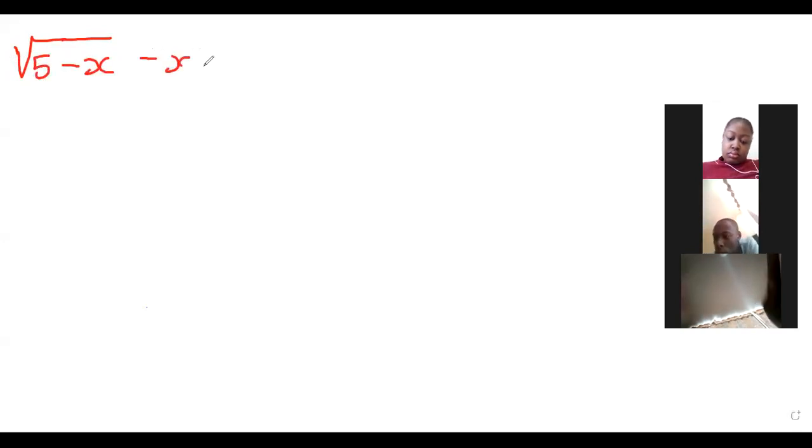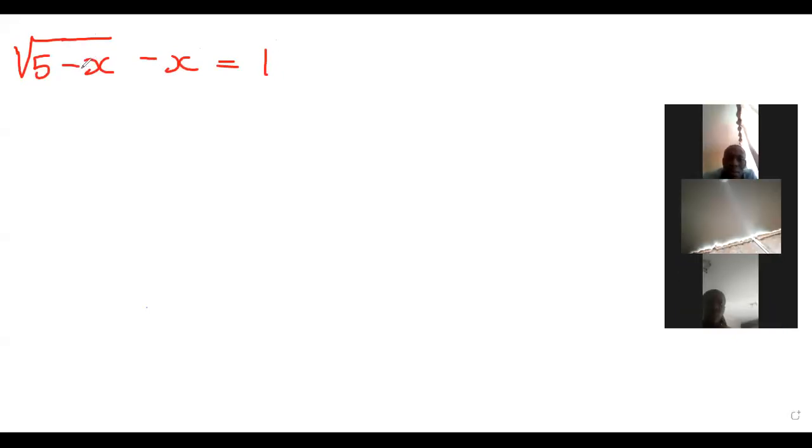Okay, so we have root of 5 minus x, minus x is equal to 1. But please take note, this minus x is not under the root. I'm on algebra, 2018 Gauteng. I sent everyone the notes, okay?